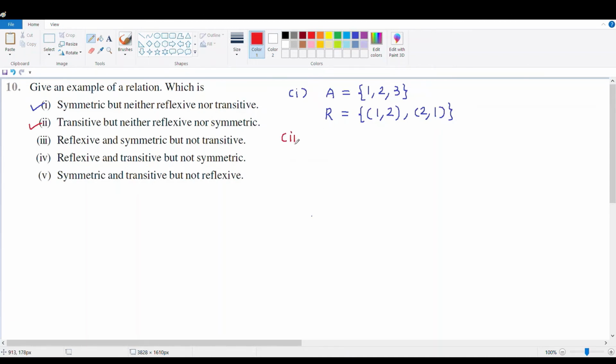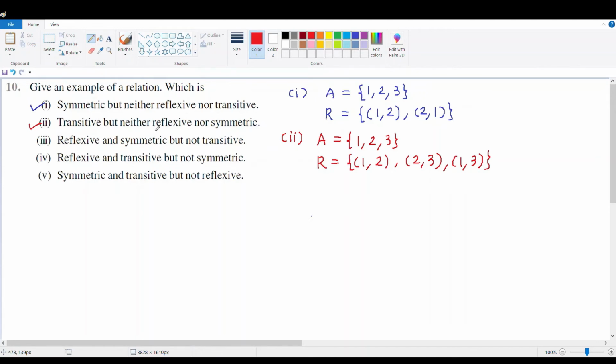For number 2, it must be transitive, but neither reflexive nor symmetric. Let's again take the same A: 1, 2, and 3, and this time it must be transitive. So let's take (1, 2), then (2, 3), and since it must be transitive, it must have (1, 3) as well. Because you have (1, 2) in R and (2, 3) in R, they both have 2 in common, so we must have (1, 3), which we do. So this is transitive.